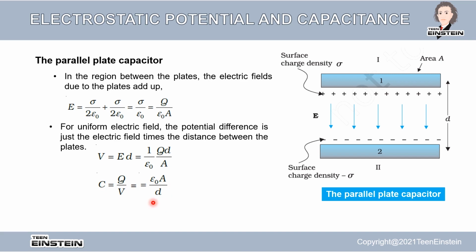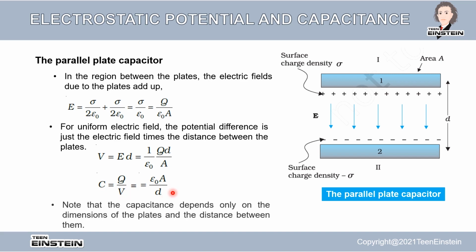So one thing to note here is this C depends only on the configuration, that means the structure of this capacitor, so the area and the distance between the plates. It does not depend on how much charge you have or what material you use. So the capacitance value depends only on epsilon 0 A by d. Note that the capacitance depends only on the dimensions of the plate and the distance between them.